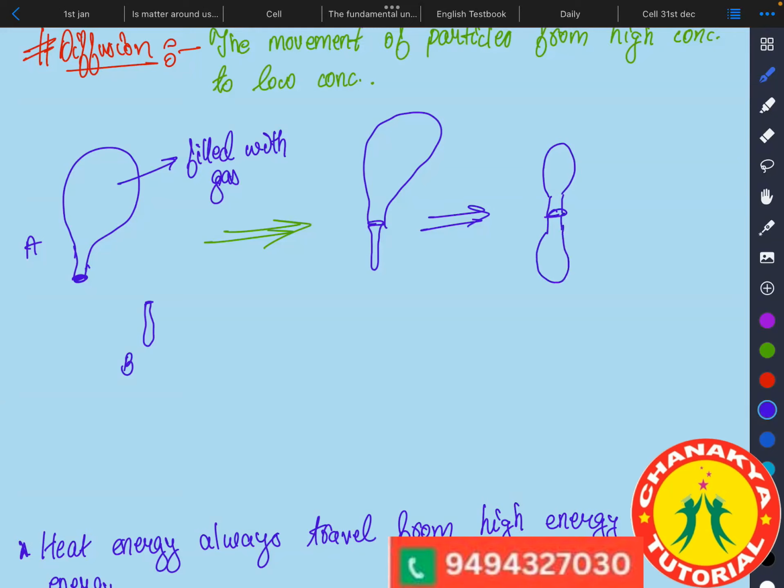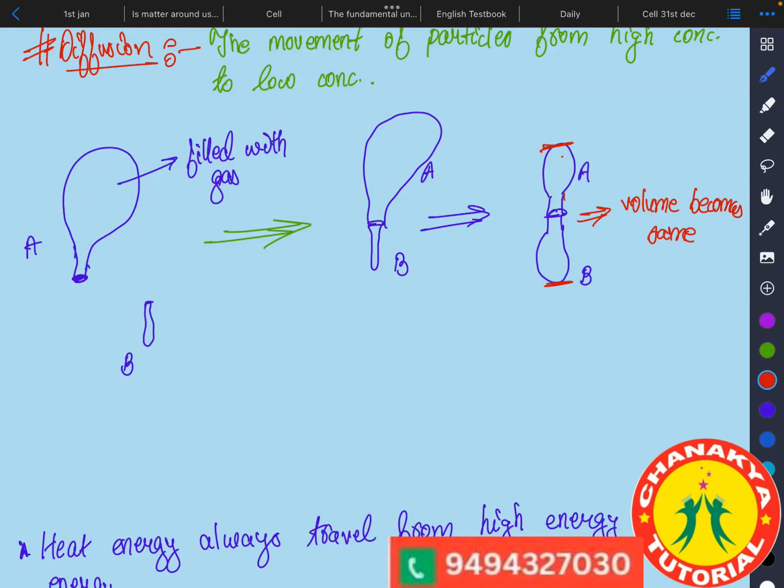So the gas which was present inside balloon A will be distributed in balloon B also, until the volume of gas in both A and B becomes the same. No matter the size of the balloon, if the volume of gas inside A is equal to the volume of gas inside B, they will become stationary. No more gas will be supplied either from A to B or from B to A.